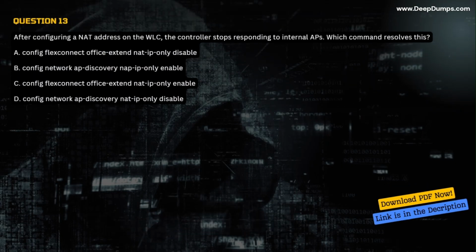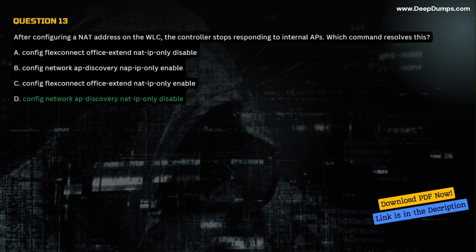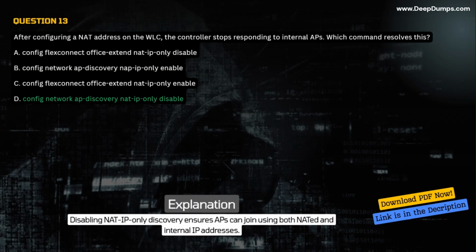Question 13. After configuring a NAT address on the WLC, the controller stops responding to internal APs. Which command resolves this? A. Config FlexConnect Office Extend NAT IP Only Disable. B. Config Network AP Discovery NAT IP Only Enable. C. Config FlexConnect Office Extend NAT IP Only Enable. D. Config Network AP Discovery NAT IP Only Disable. Correct answer D. Config Network AP Discovery NAT IP Only Disable. Explanation. Disabling NAT IP only discovery ensures APs can join using both NAT and internal IP addresses.